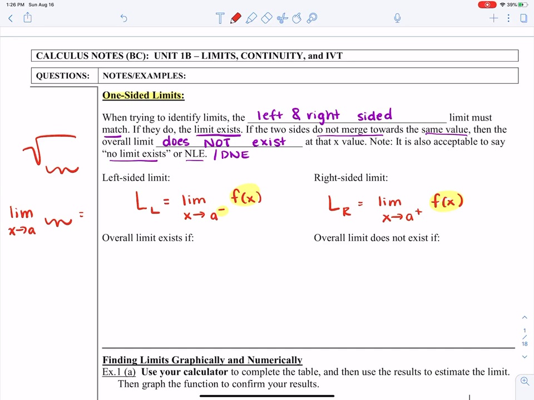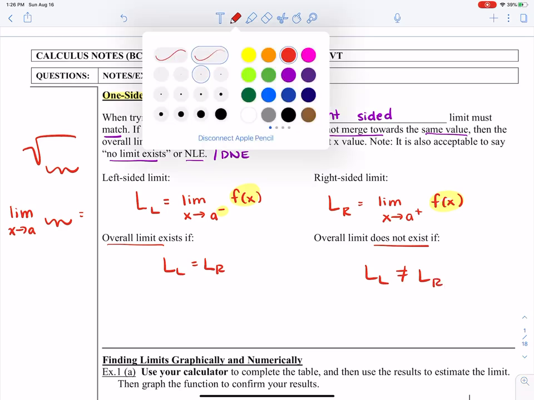Now, an overall limit exists if the limit from the left equals the limit from the right. An overall limit does not exist if the limit from the left does not equal the limit from the right. And so what does that look like?